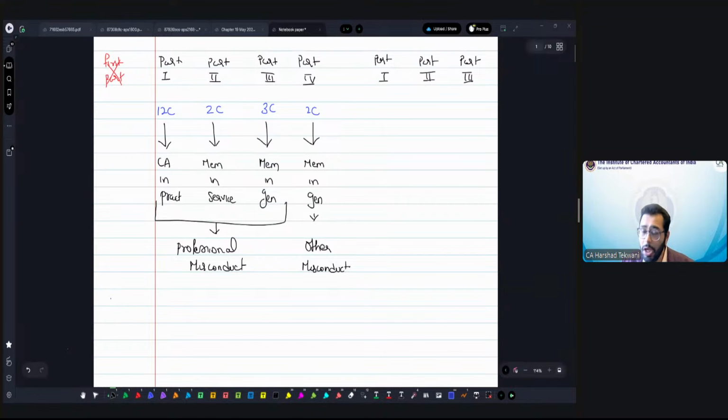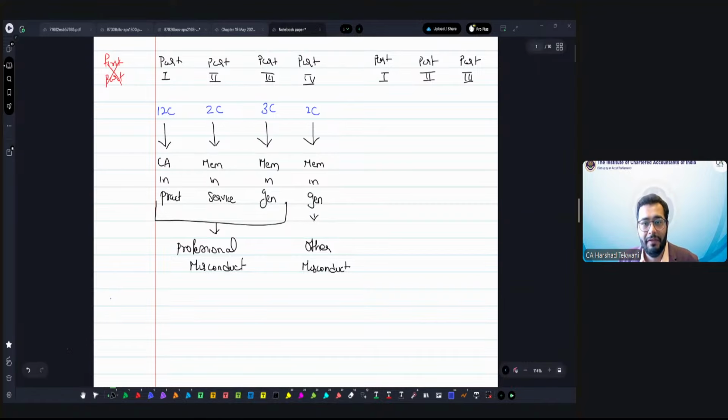Okay, this is how the entire first schedule and second schedule is there in the CA Act. Now there are various sections from where we refer to this particular schedule. So if you see, there are sections 21, 21A, 21B, and 22, which refer back to these particular schedules for the definition and for the type of misconduct.